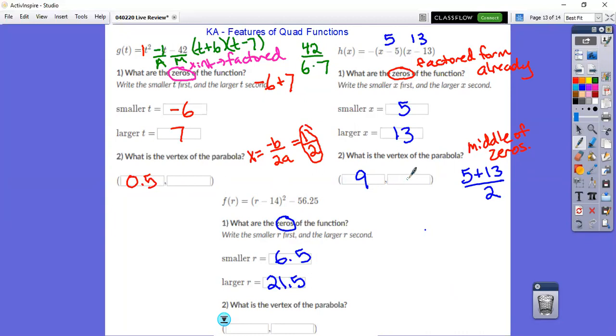So when you have a table of values, you have an X value, then you just plug it in to solve for the Y value. Okay, so that's the same thing here. I'm going to plug in 0.5. So I'm going to solve 0.5 squared minus 0.5 minus 42. So all I did was I took this function and plugged that in, okay?